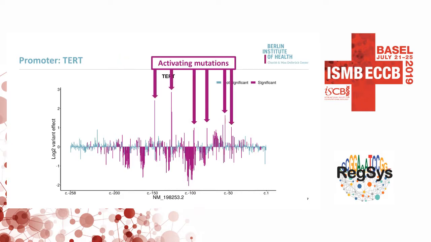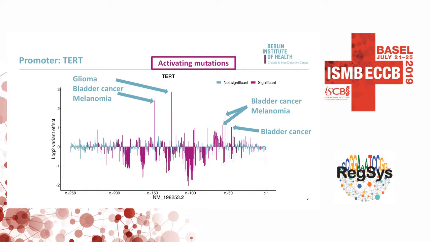What we also see are these single peaks, mostly activating mutations, and those are basically creating new transcription factor binding sites. For TERT, this is really important because the TERT promoter is known to have frequent somatic mutations in cancers. Somatic mutations are mostly activating mutations, and if you go to the literature and look at different types of cancer studies, you also see that the somatic mutations are enriched in those peaks.